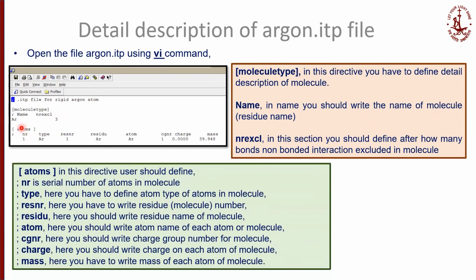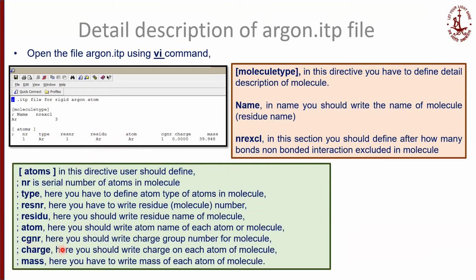Then what is next? You have atoms. In this directive, what should you define? NR. NR is the serial number of the atom in the molecule. You have only one atom, so serial number is 1. Type is the type of atom in the molecule. Then residue number. Which residue number is this? You have only one argon atom, so residue number is 1. Then residue. What is the residue name? Whatever name you have put in the .gro file, the same name should come over here. Atom name also should be the same.